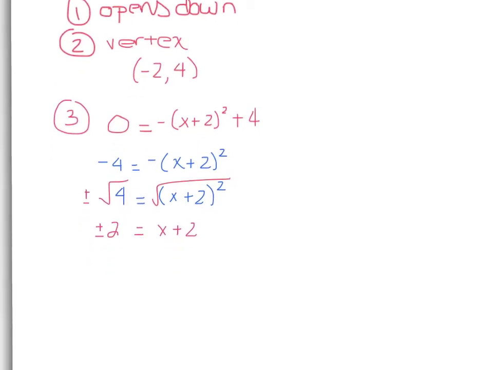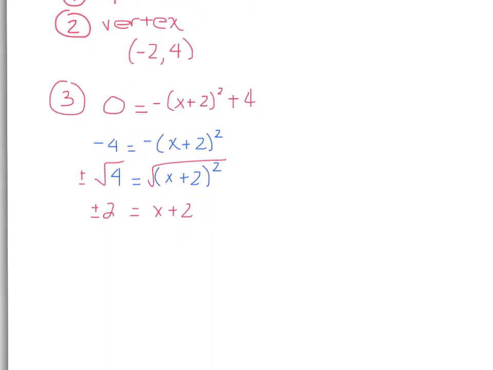So we have 2 intercepts. If it helps you break them up, x plus 2 equals positive 2, then we have x plus 2 equals negative 2. Subtract and we get 0. Subtract here and we get negative 4. So I have 2 x-intercepts. The next thing I want to do is solve for my y-intercept.